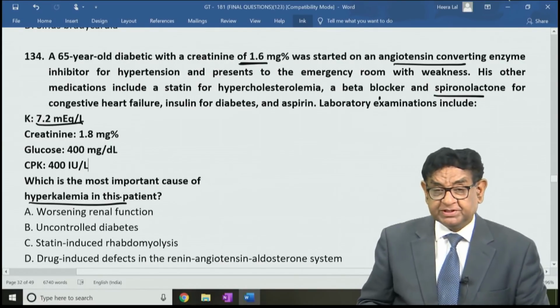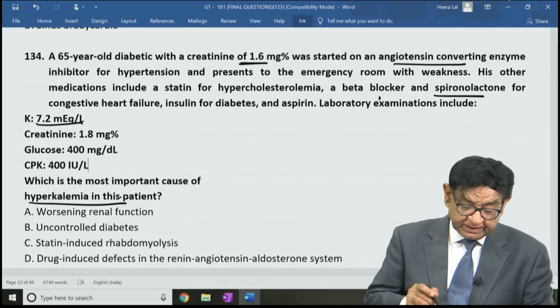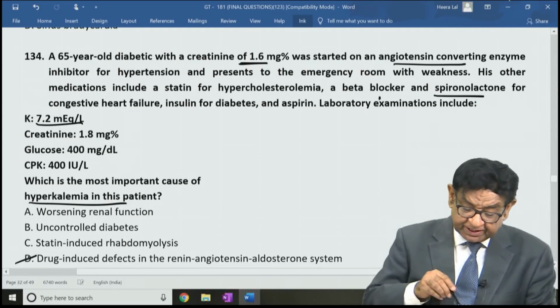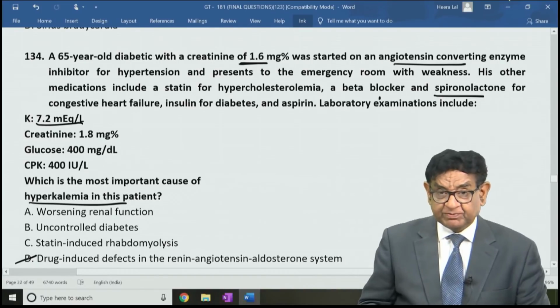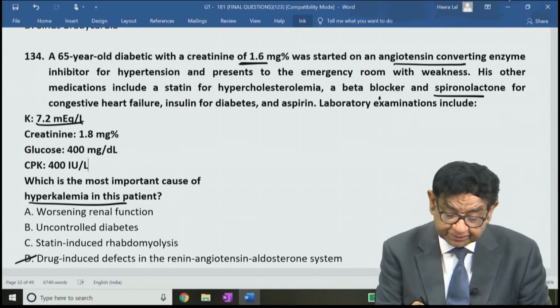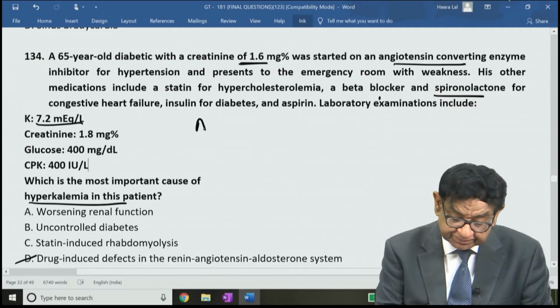I think it's a pretty easy question. In fact, this question came in the Aiims exam also. The best answer of this is drug-induced. Why? There are two drugs that this patient is taking which both can lead to hyperkalemia. One is ACEI.